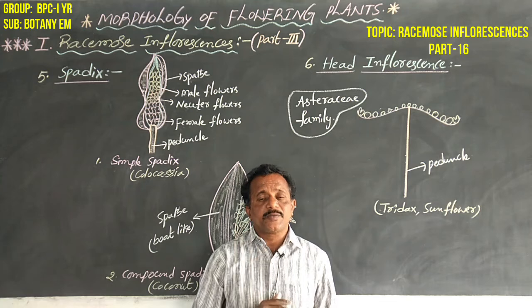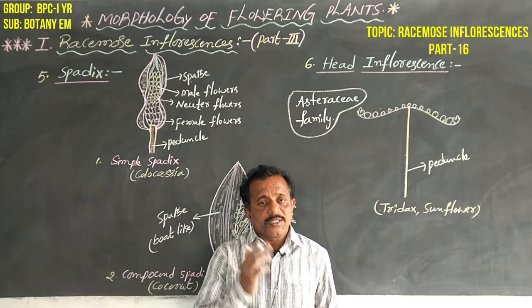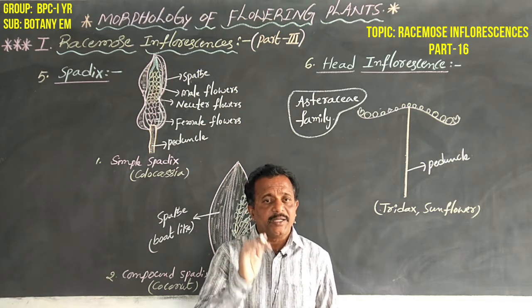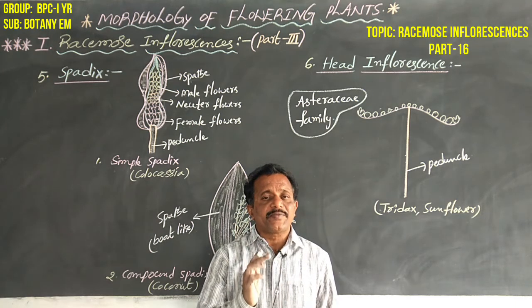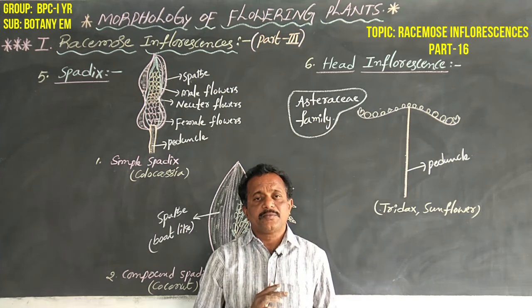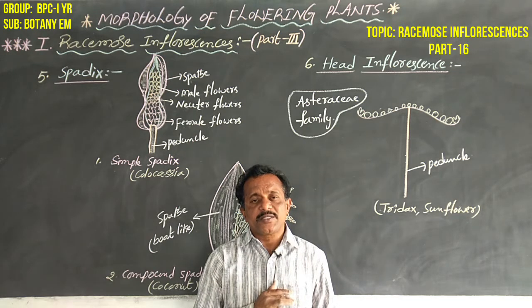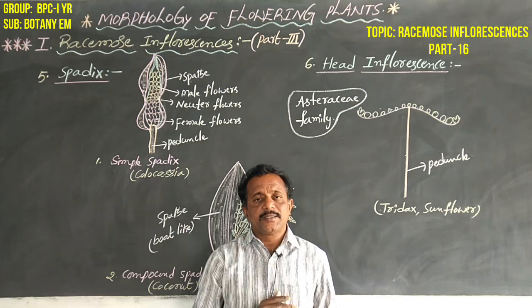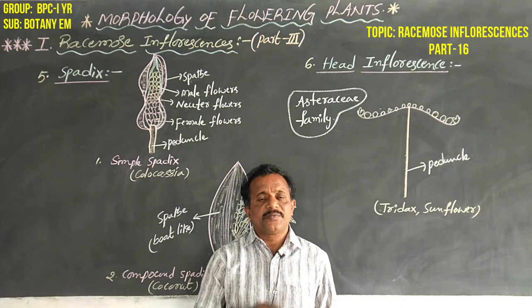In the present year, this question on racemose inflorescences is very important. All three questions are important, but in this academic year especially the third question, explain different types of racemose inflorescences. Read this question carefully. Write the six types of racemose inflorescences: raceme, corymb, umbel, spike, spadix and head inflorescence.